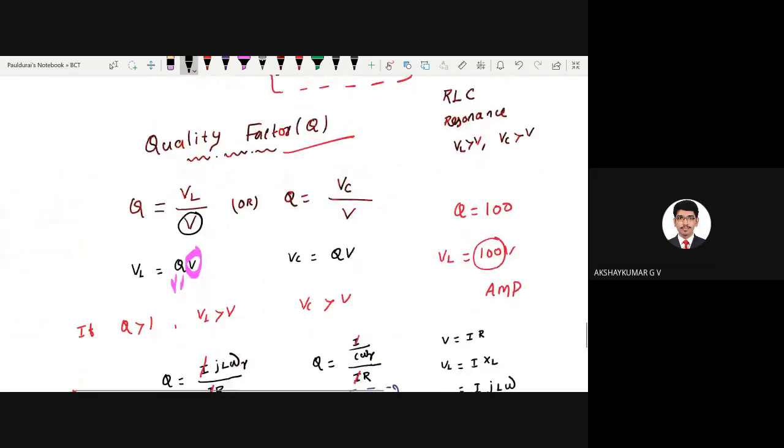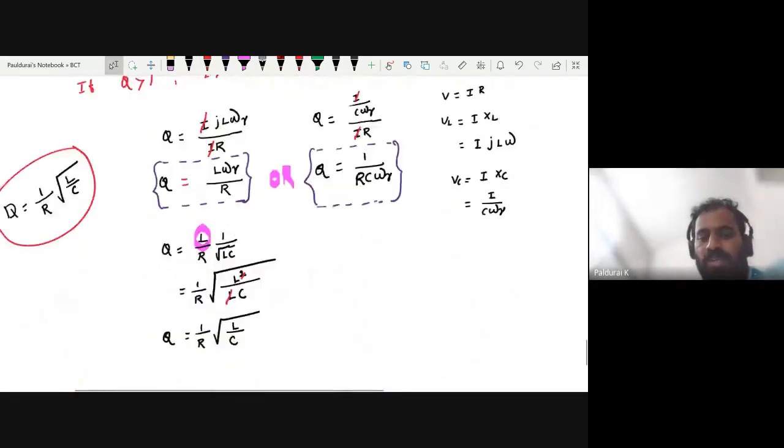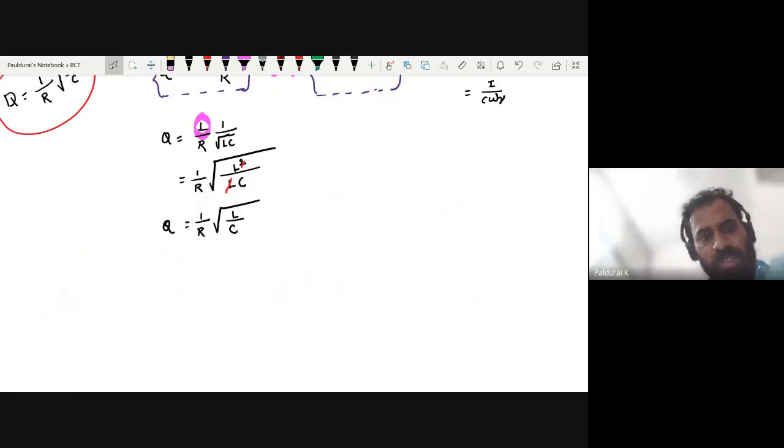From this definition? No unit, sir. No unit because both are voltage. Yeah, very good. Thank you. So this is my quality factor in terms of RLC.